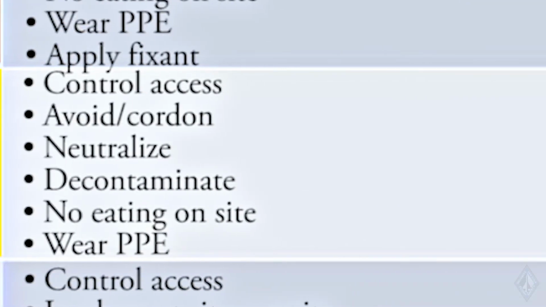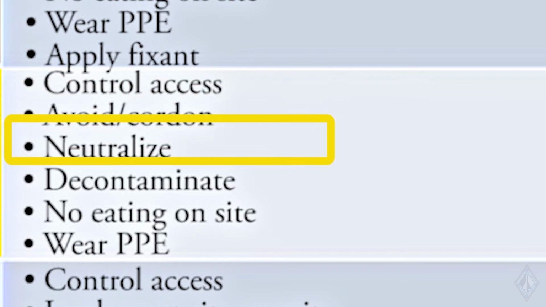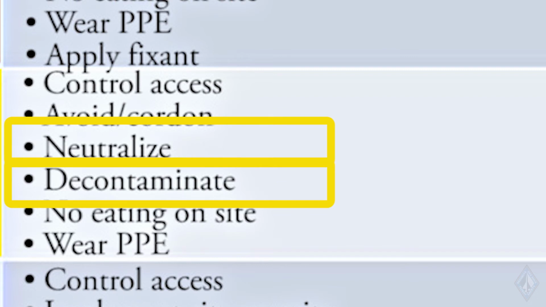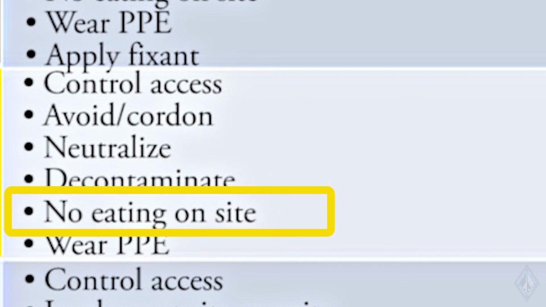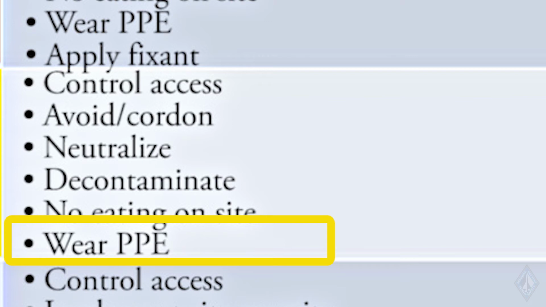Control measures include strict crash scene access control, avoiding and cordoning areas of greatest risk, decontamination or neutralization, which may be possible with water or a 10% household bleach solution, prohibiting eating and drinking on the crash site, and wearing personal protective equipment with respiratory protection when required.